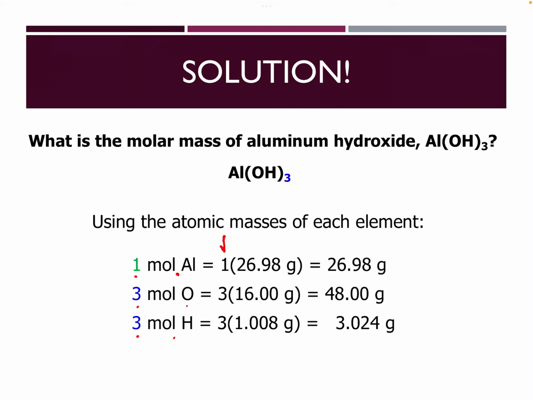So we take those coefficients, right? The 1, the 3, and the 3, and we multiply it by the mass of each of the elements. So 1 times 26.98 for aluminum, 3 times 16 for oxygen, and 3 times 1.008 for hydrogen. Once we get all of these masses, right, so this is the mass of aluminum and then oxygen and hydrogen, we'll add all of those up to get the molar mass of that compound. So the molar mass of aluminum hydroxide is 78.00.